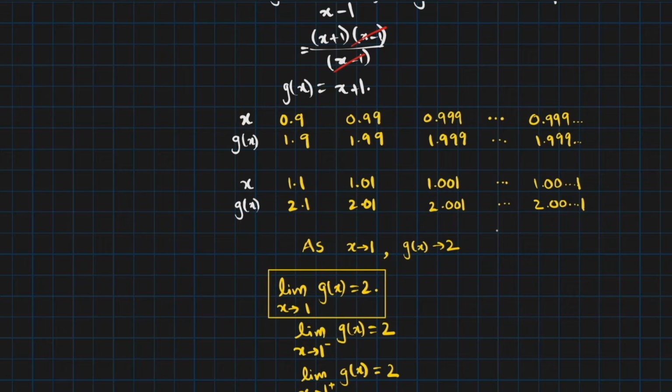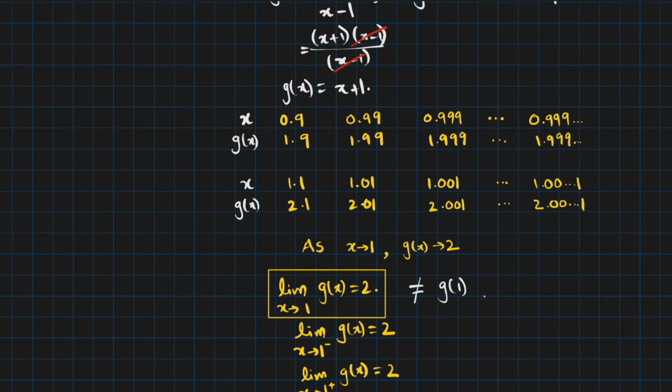It's only the limit of the function. So notice that this limit is not equal to g of 1, correct? So g of 1 is not equal to 2. It's just the limit of g of x as x tends to 1 that is equal to 2, but not the function itself. So this is a very important understanding.